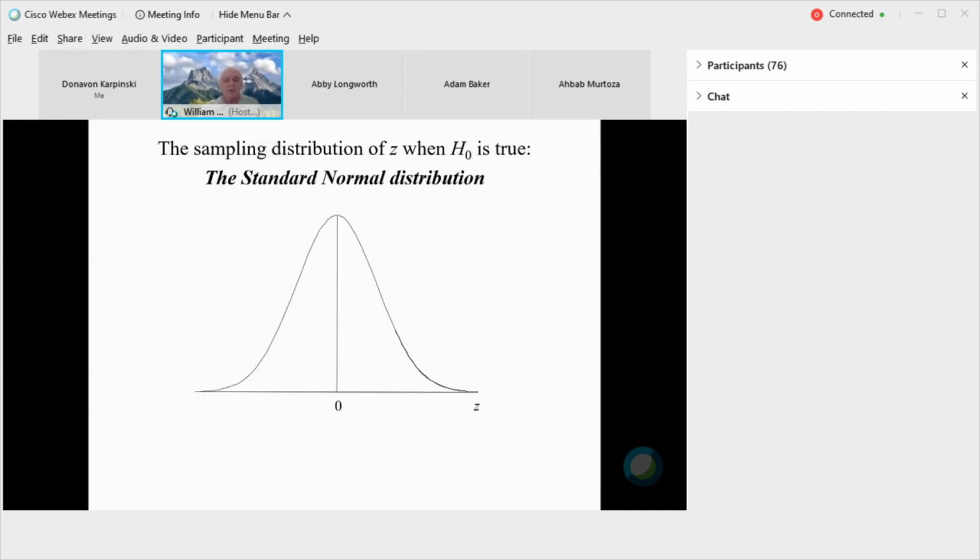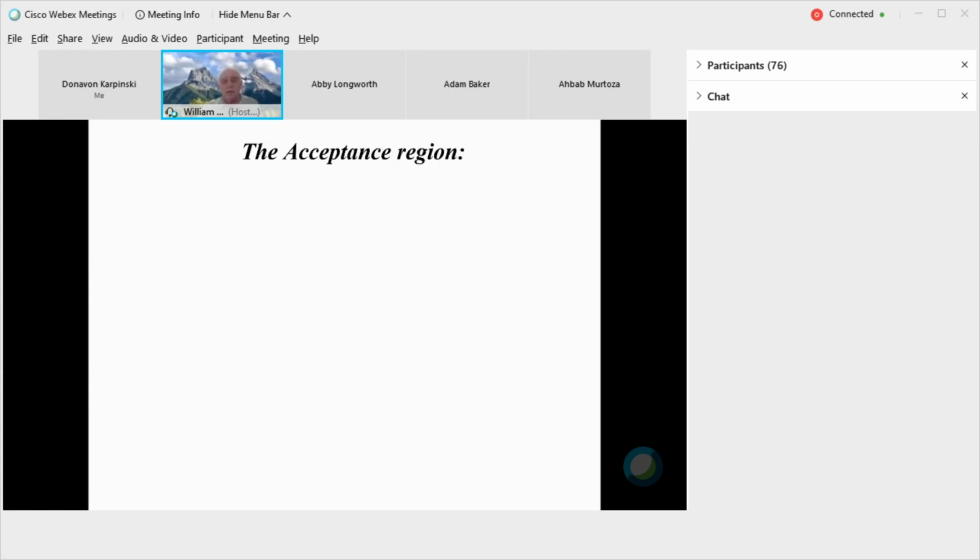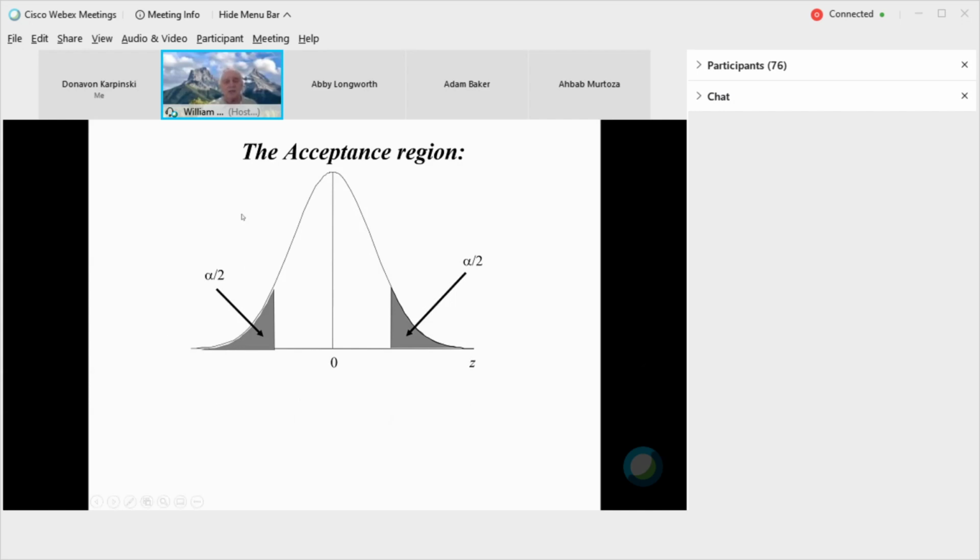There's the standard normal distribution. This describes how Z behaves when H0 is true. In here, we accept H0. Out here, we should reject H0. The acceptance region should be chosen so that the chance of falling in the critical region is equal to alpha. So alpha over 2 in this region, alpha over 2 in that region. That means these points here should be minus z alpha over 2, and this would be plus z alpha over 2.